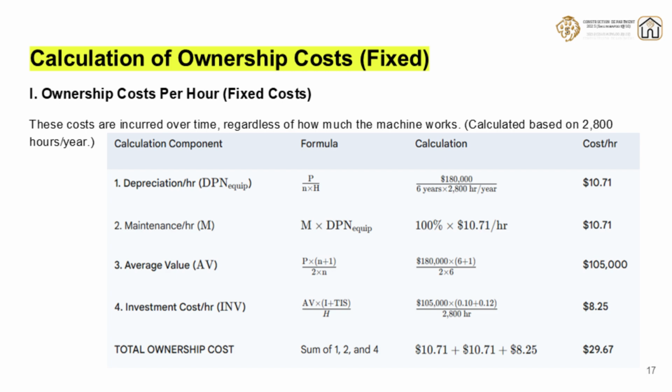By applying the total rate of 22% to the average value and dividing by the annual hours, the investment cost is $8.25 per hour. Summing these three components, the total ownership cost is $29.67 per hour.